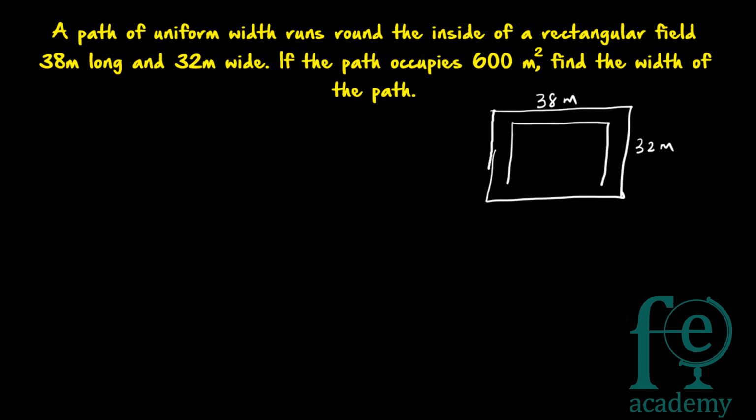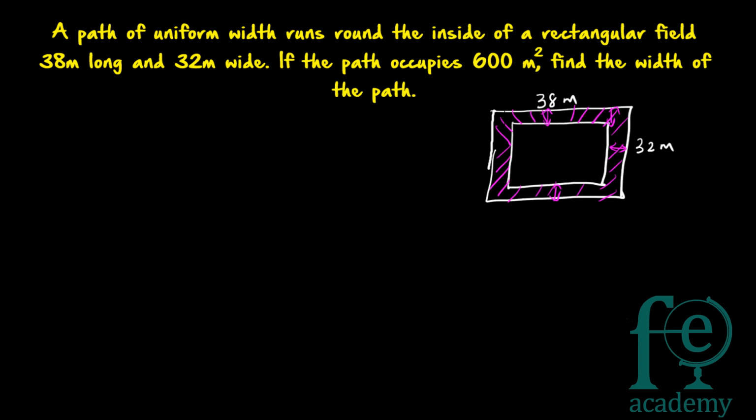The path occupies 600 meters square. A path of uniform width is running round the inside of the rectangular field. So it is told that it is of uniform width. So this width everywhere is the same. Let the width be equal to x. So x will be the same. You have to find out the width of the path. So this x is what you have to find out. So assume that x is the width of the path.